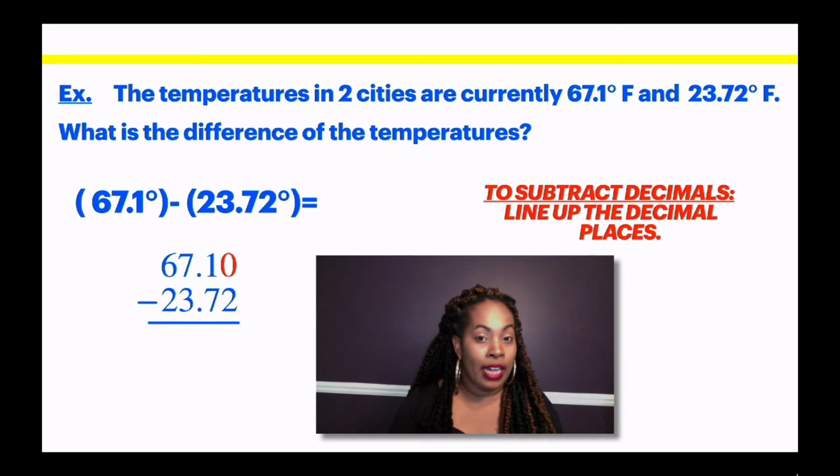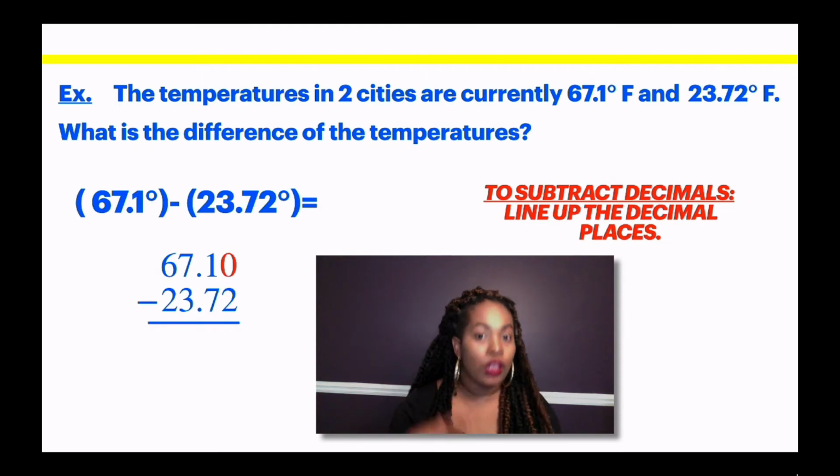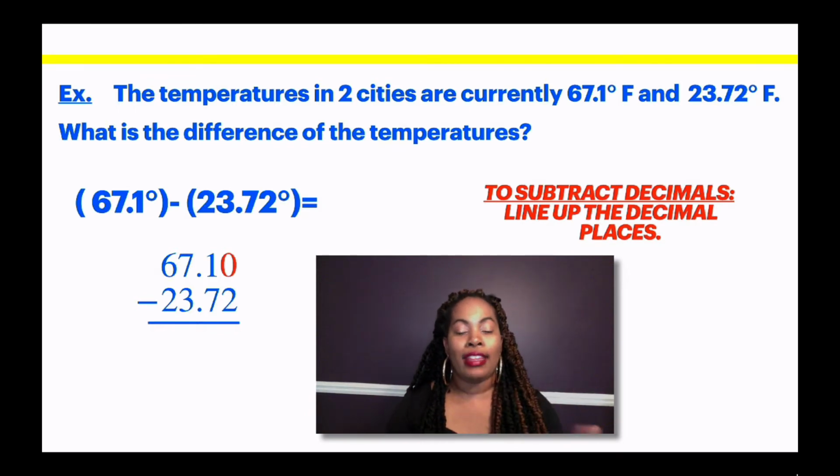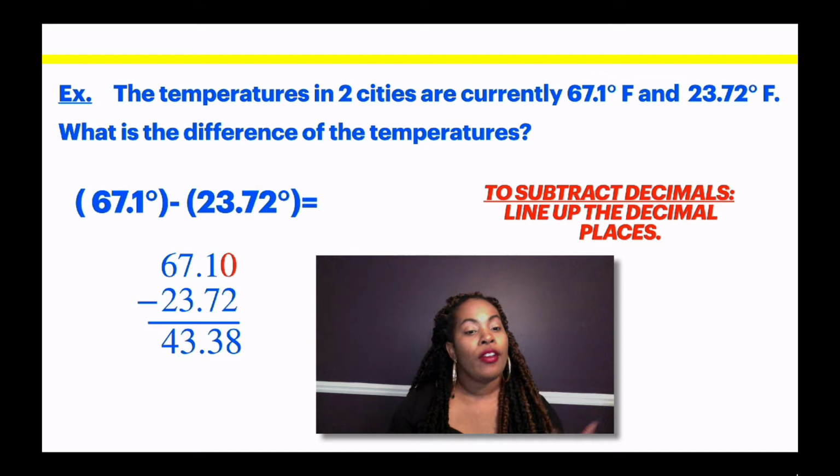So what we end up with now is 67 and 10 hundredths, take away 23 and 72 hundredths. Now this is important because remember, when you're subtracting decimals, you must subtract tenths from tenths, hundredths from hundredths, so forth and so on, okay? So now everything is in place, and don't forget to borrow. Now when you subtract, you end up with 43.38. In other words, 43 and 38 hundredths.